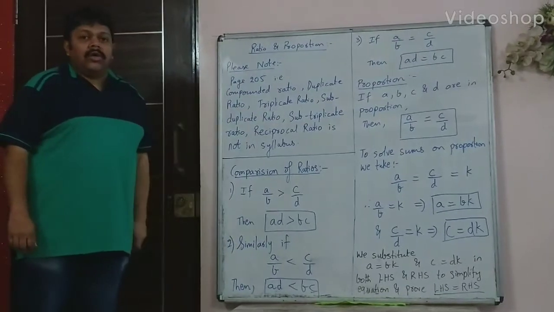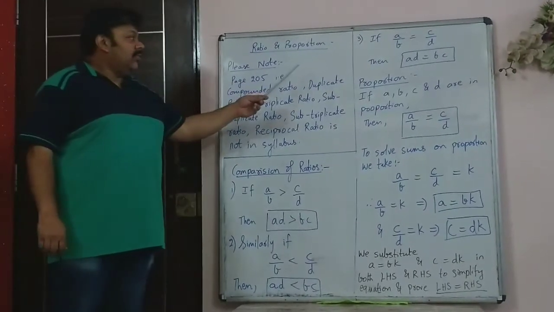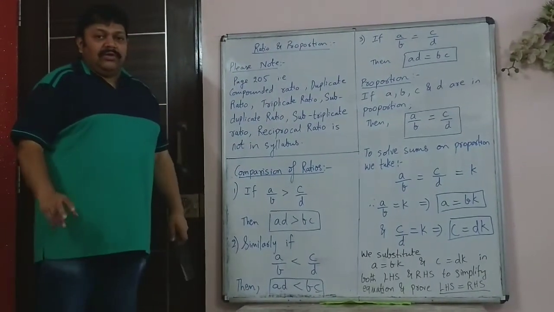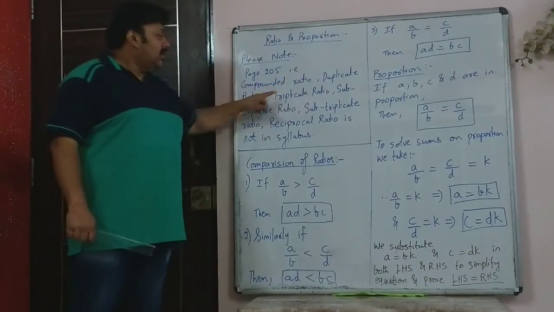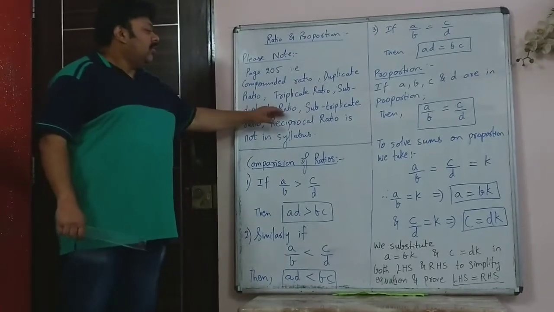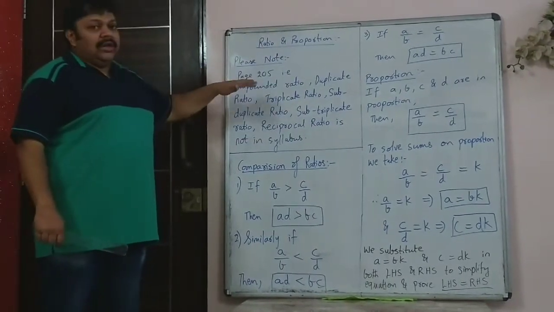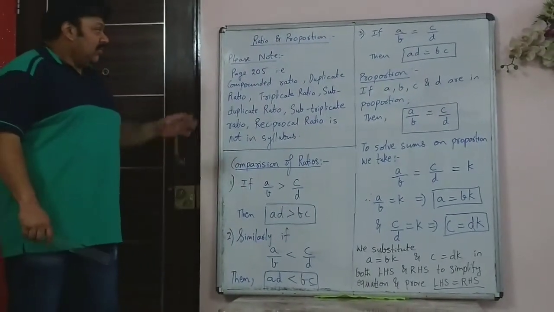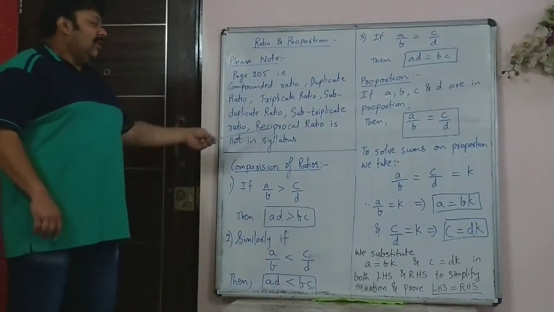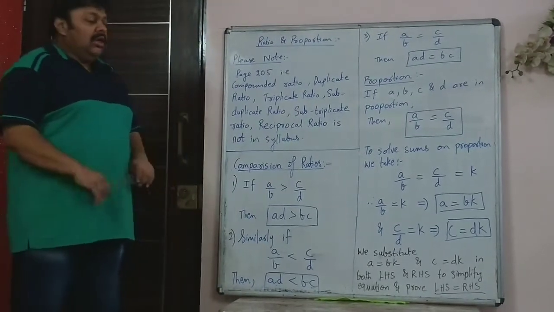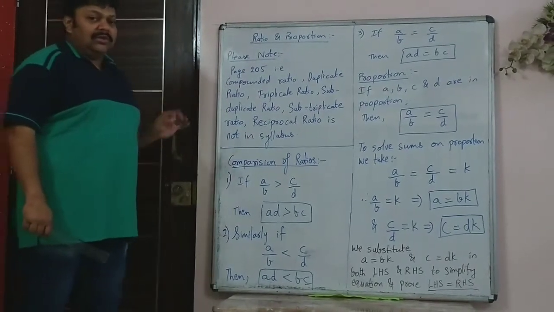We're starting now with a new topic in maths, that is ratio and proportion. Now in ratio and proportion, page 205 in your Anish tutorial textbook is not there in your syllabus. That is compounded ratio, duplicate ratio, triplicate ratio, subduplicate ratio, subtriplicate, reciprocal. These terms are not there any longer in your syllabus. So page 205 and the very topmost part of page 206 where reciprocal ratio is given, that is not there. So that page you can delete it, strike it out from your Anish tutorial maths textbook.